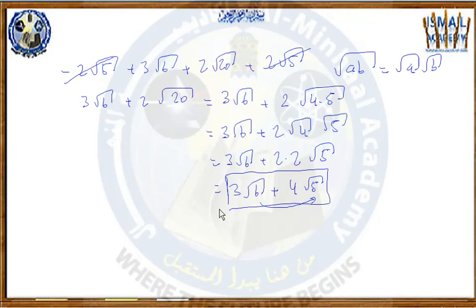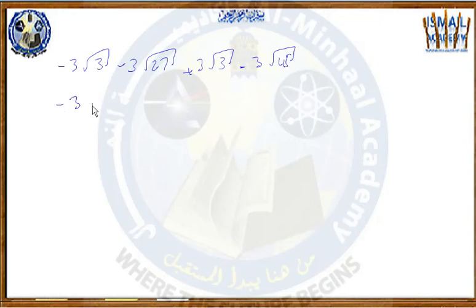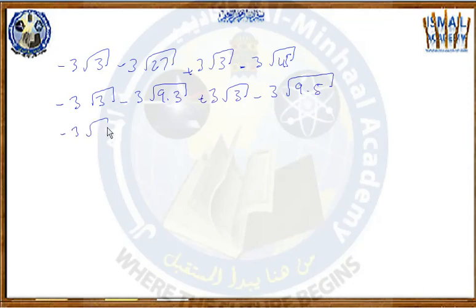We do 54. You want 54? So I have minus 3 square root of 3, minus 3 square root of 27, plus 3 square root of 3, minus 3 square root of 45. Then try to simplify. 27 is square root of what? 9 times 3. Yes. Plus 3 square root of 3, minus 3 square root of what? 9 times 5.